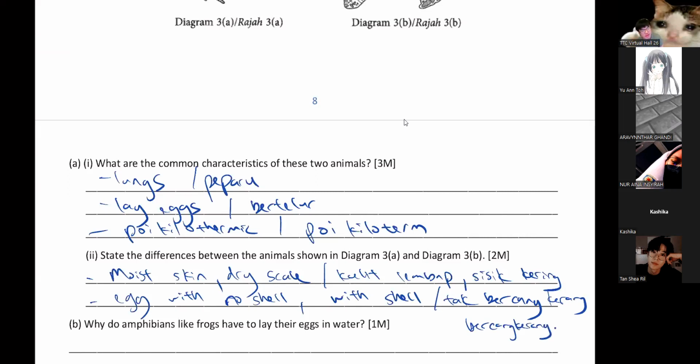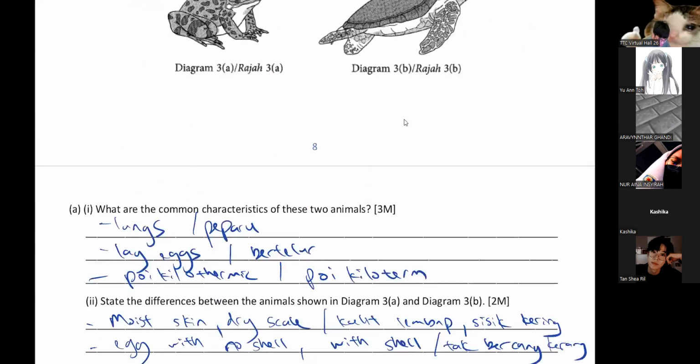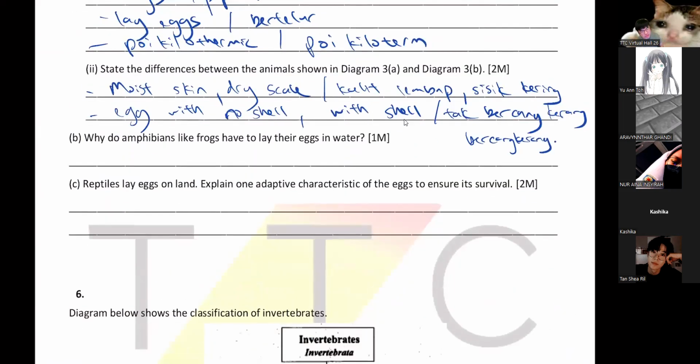You get the point. Oh, you mean the body? Oh, can. Oh, you want to say the shell? Can. Can. What else? Yeah, I think that's the only difference. That's the only difference. Okay, there's only 2 difference.